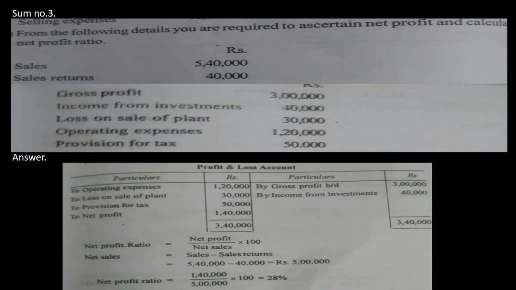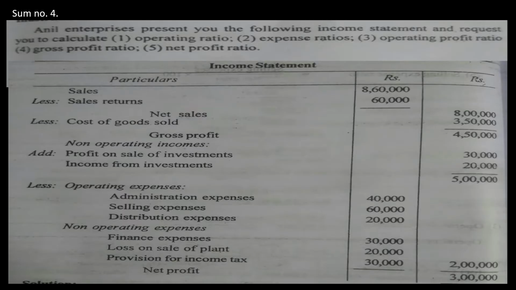Okay, next sum. Next, you are asked to find the following ratios: operating profit ratio, expenses ratio, operating ratio, then gross profit ratio and net profit ratio. So these are 5 ratios you have to find. First, we can start with anything. You can start with the operating ratio itself. Operating ratio, you know the formula: cost of goods sold plus operating expenses divided by net sales into 100. So you know what is the cost of goods sold here.